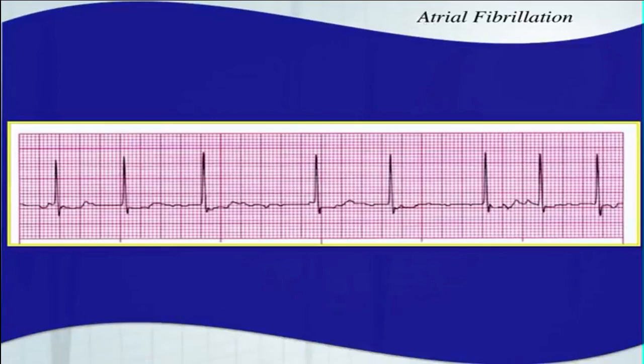Here's AFib again. This one's a little bit slower. 1, 2, 3, 4, 5, 6, 7, 8. That's very controlled. We don't have any clearly identified P waves. It's irregularly irregular and it's narrow. We've got to call it AFib.